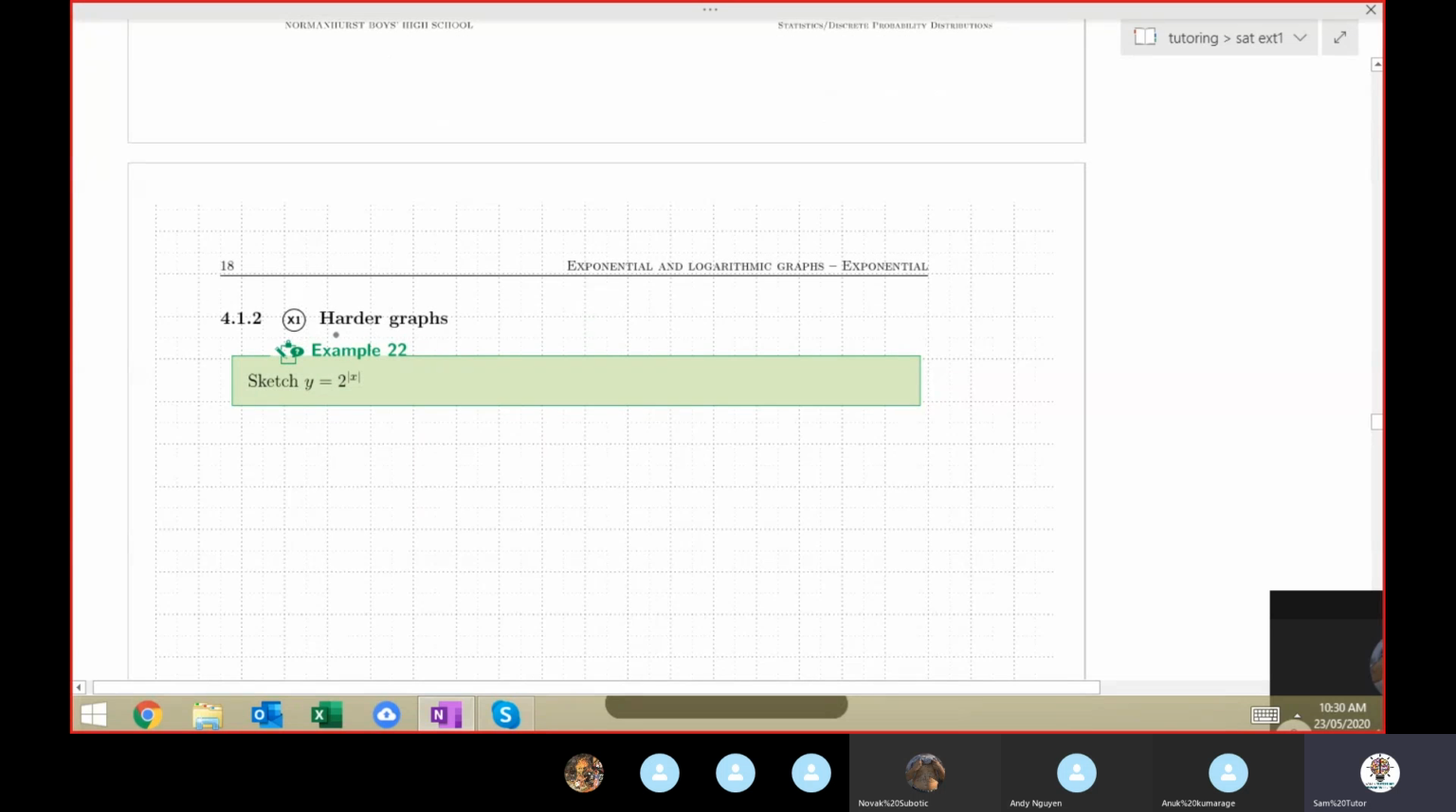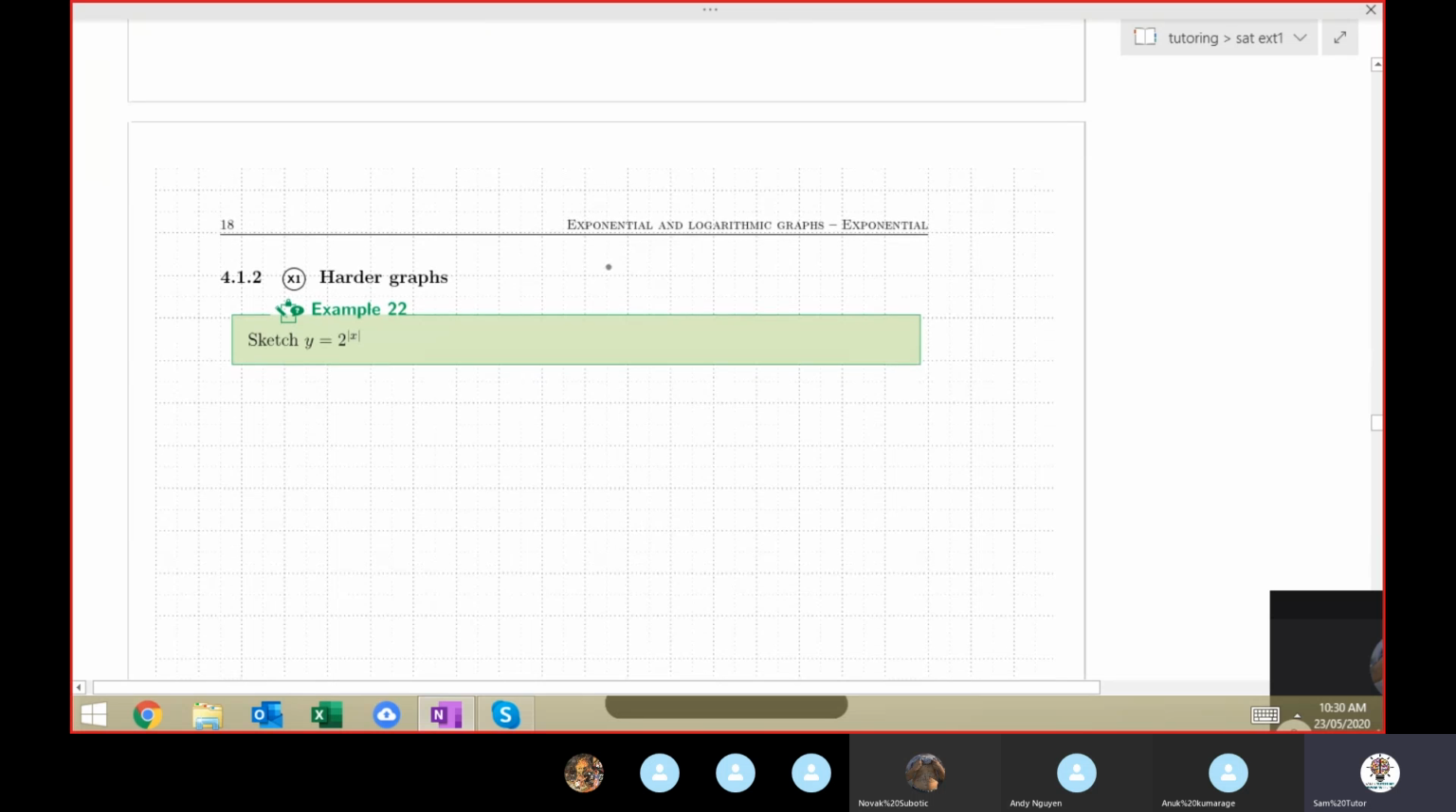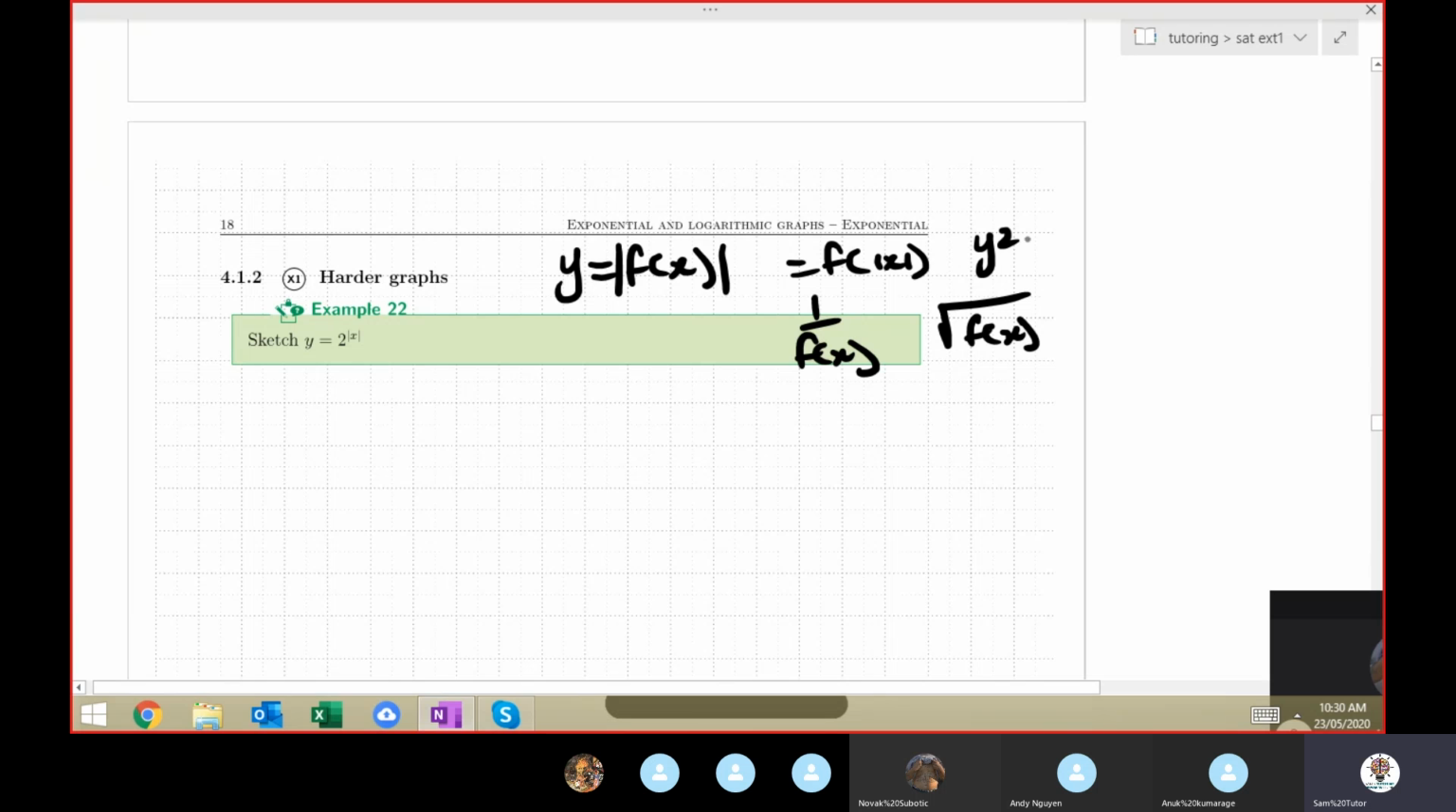So with extension 1 graphs, there's nothing new to learn. It's just following on everything you've learned from these absolute values of f of x and absolute value of x, and like reciprocal functions and square root functions and y squared equals f of x and absolute value of y equals f of x. So you need to know every single one of these and what their transformations are doing.